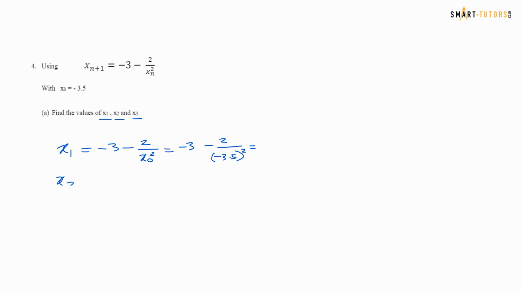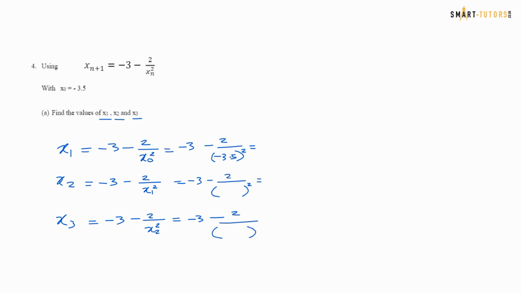So x2 equals minus 3 minus 2 over x1 squared, so minus 3 minus 2 over the previous answer squared. Then x3 equals minus 3 minus 2 over x2 squared, so minus 3 minus 2 over that previous answer squared. These are the answers we need to find using the calculator.